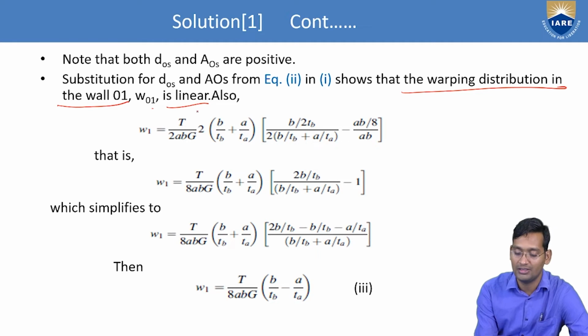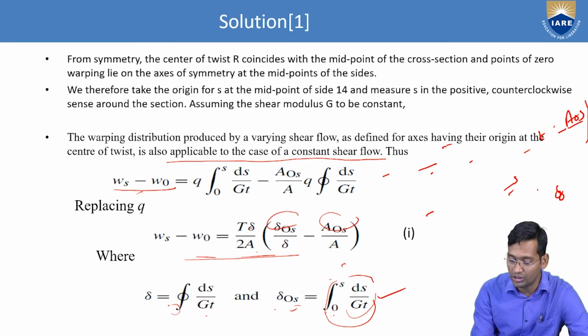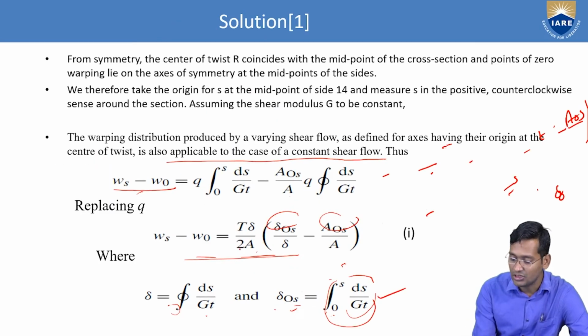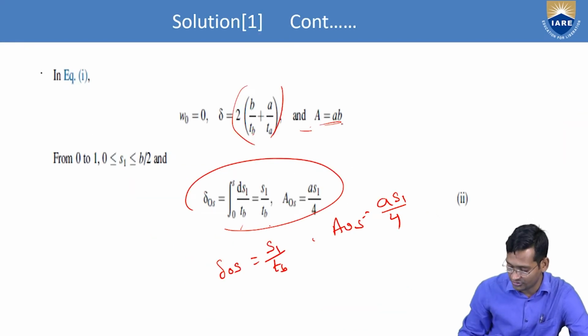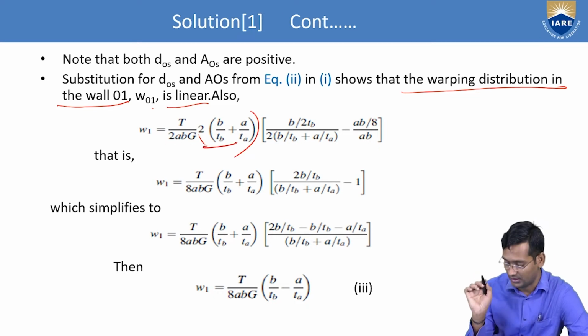So W1 is equal to what? T by 2ABG. T by 2A, because A is AB. Delta is this value, so substituting all the values here. T into delta is T 2 into B by TB plus A by TB, and then by 2. AB is for A, G, and this is for delta. So T by 2AG into delta. Up to this it's clear.